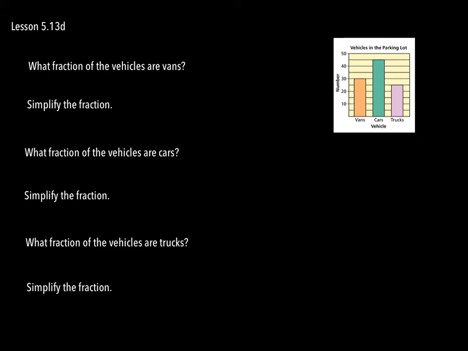Okay, 5th graders, hopefully things went well for you on these problems. First thing, we have to figure out what fractions of the vehicles are vans. So we're going to look at vans here. That's right here. We're going to go up, and it's at 30. So our numerator is going to be 30. And now we just have to figure out what our denominator is. Well, we're going to have 30 plus 45 plus 25. And if I add that together, I'm going to get 0, carry the 1, 6, 7, 8, 9, 10. So it's out of 100. So 30 100ths are vans.